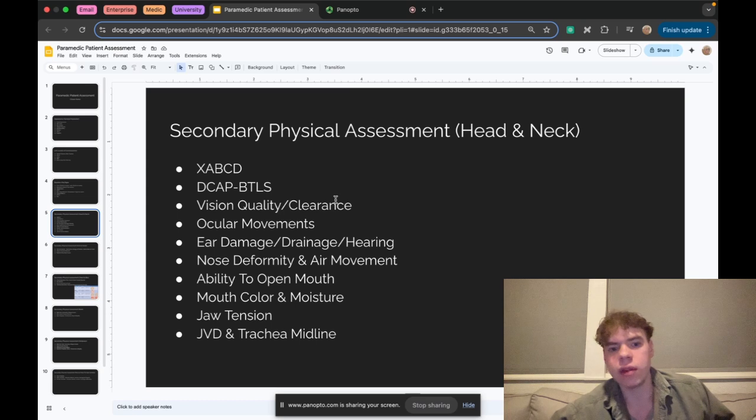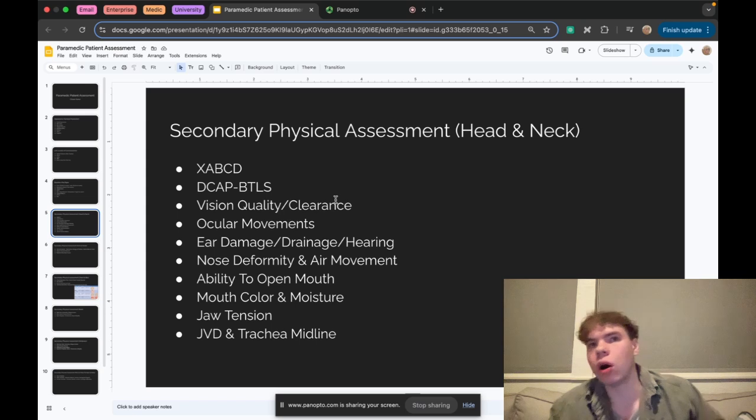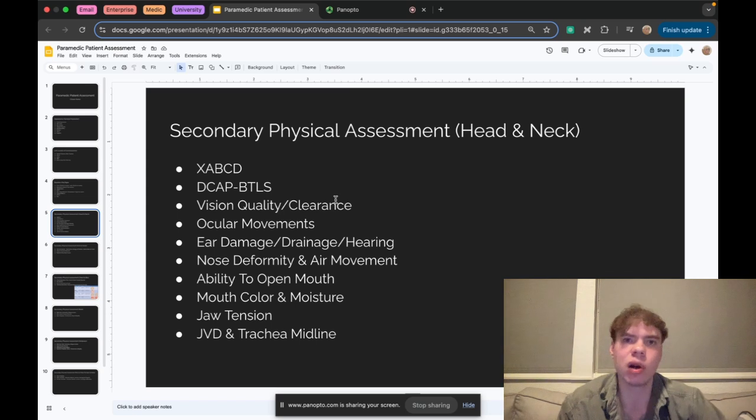Because if they're not, then that's a sign that there might be something else underneath that we might need to fix as well. And let's say we get a trauma call. Most calls you get aren't going to be trauma calls. Most calls are going to be medical. But say you go to a call, say motorcycle crash, and you have a patient that's laying supine on their back on the road. We would immediately want to do a rapid trauma assessment, also known as DCAP BTLS.